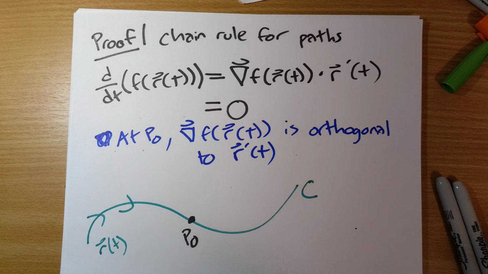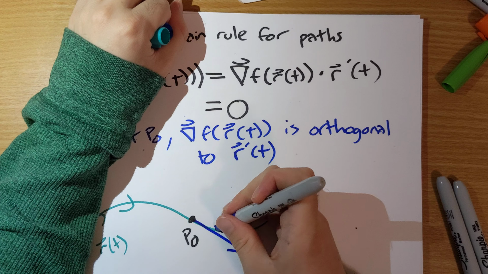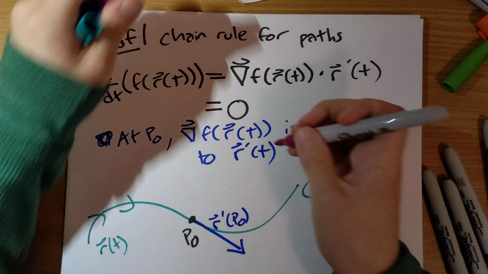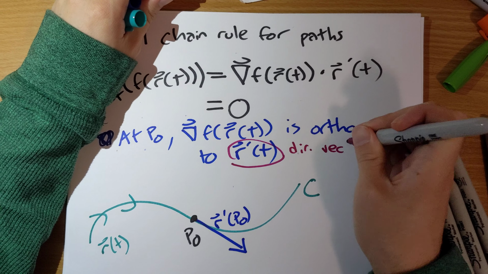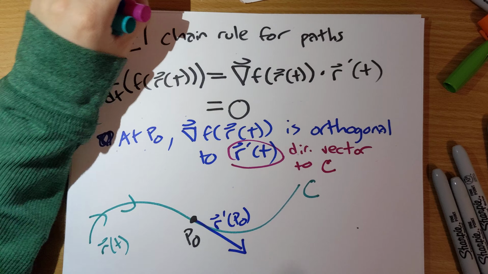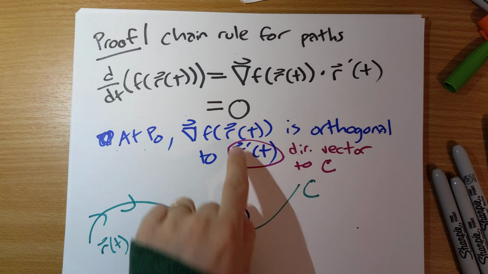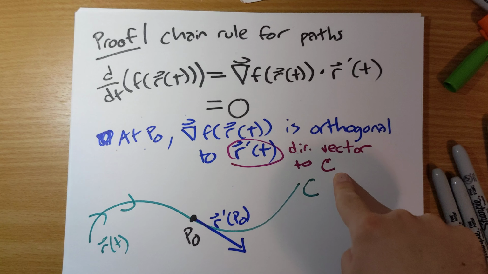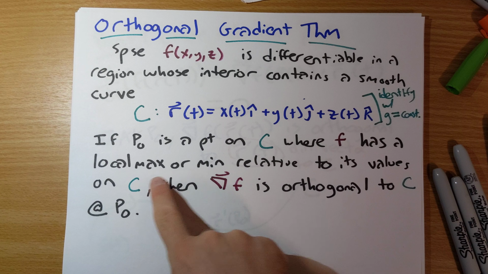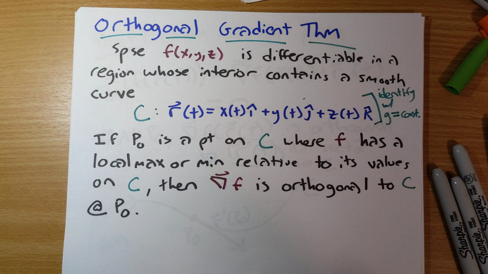But r prime of t, what's the meaning? Think back to chapter 13. What's the meaning of r prime of t? This is r prime of p naught. This is the direction vector to our curve. So at p naught, the gradient of f is orthogonal to r prime of t, which is the direction vector for c. So if p naught is a point on c where f has a local max or min relative to its value as in c, then the gradient of f is orthogonal to c at p naught.